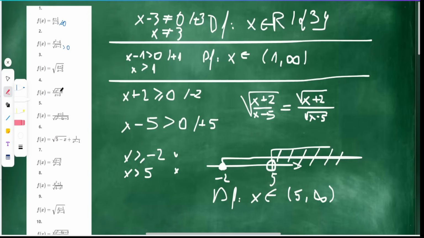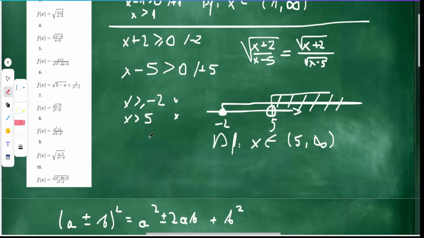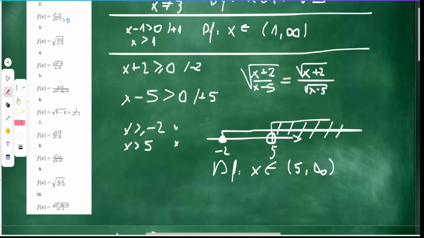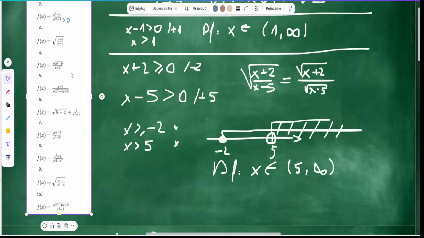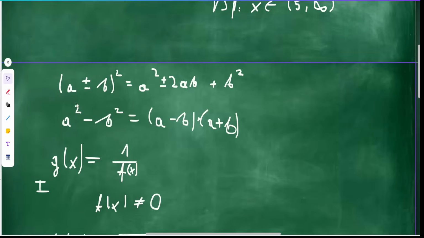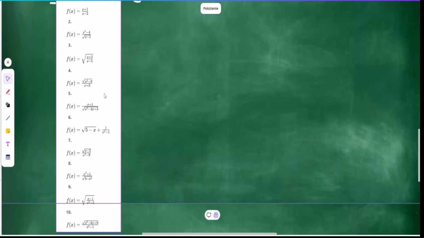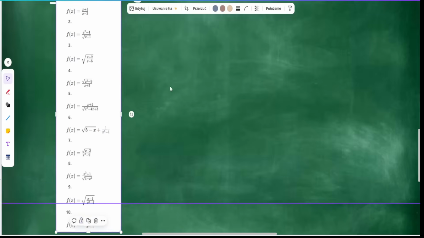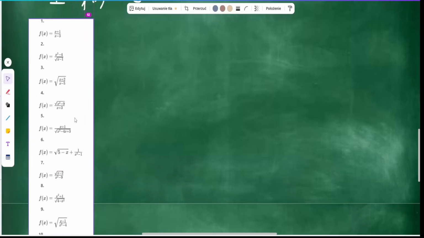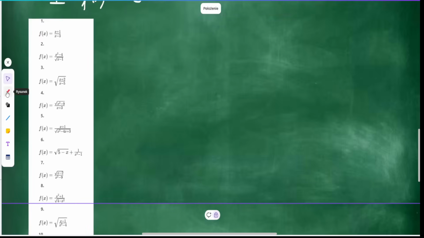Let's move on to the next task. And here, if you look closely, we already have the first formula of shortened multiplication, which I mentioned earlier, and I warned you that this would happen. So let's move on. Let's do such a trick. Let's go down here to the calculations. Here, let's transfer our calculations and continue.